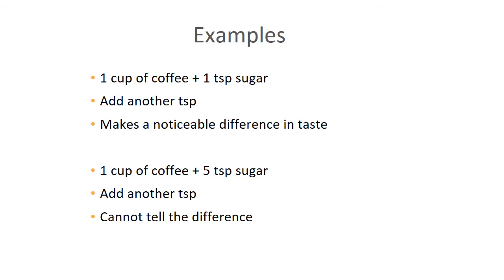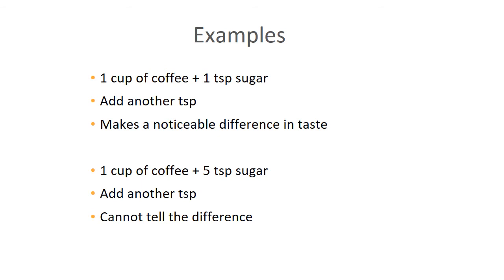So the example on the screen is 1 cup of coffee with 1 teaspoon of sugar. So when we have a cup of coffee and then we add a teaspoon of sugar, we can definitely taste that there is 1 teaspoon of sugar. We can taste that sugar in that cup of coffee. If we add a second teaspoon, we may still be able to tell that it is sweeter than before. It makes a noticeable difference in taste from having no sugar to 1 teaspoon of sugar, and then we can tell when we add that second teaspoon of sugar. We can detect a taste difference in all 3 of those.